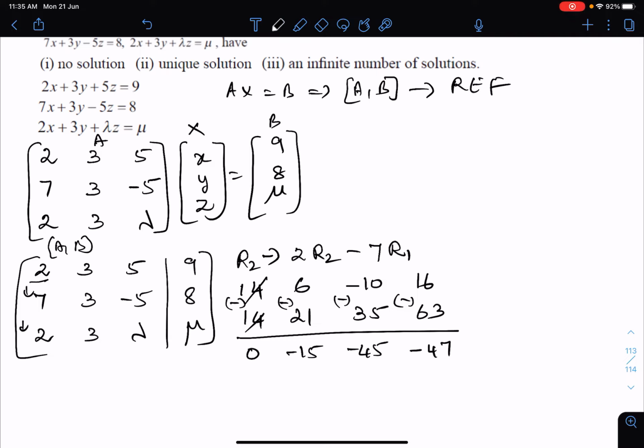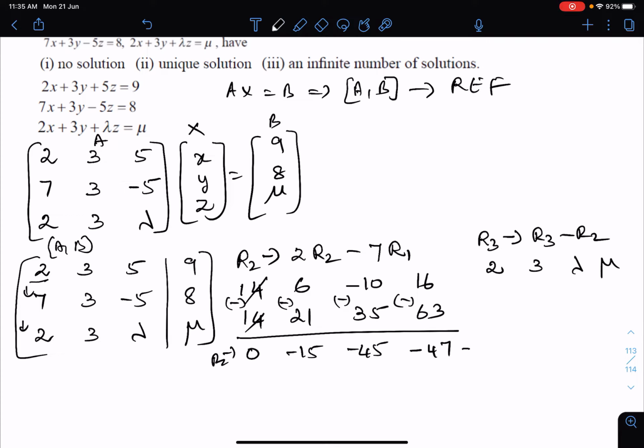Okay. This is going to be our row 2. Now coming to our row 3. Similarly for row 3, what you are going to do is, it is 2. So you can directly subtract row 3 from row 2. What is our row 3? 2, 3, lambda and mu.